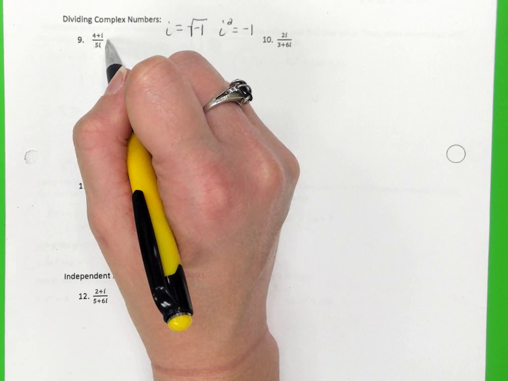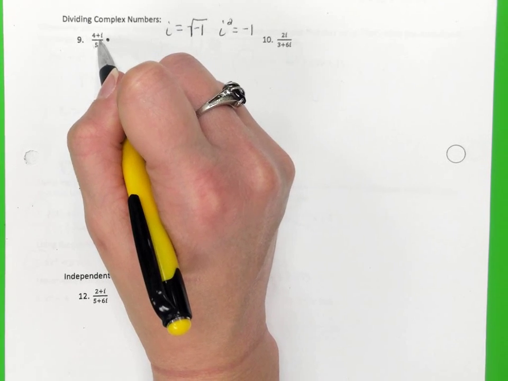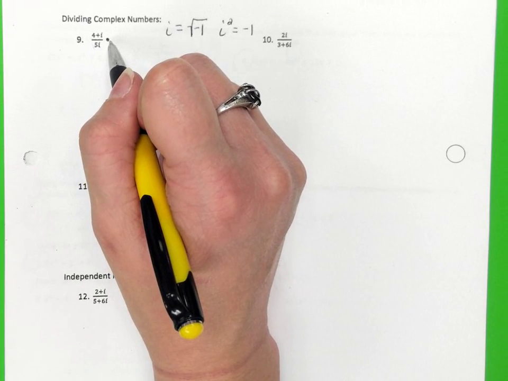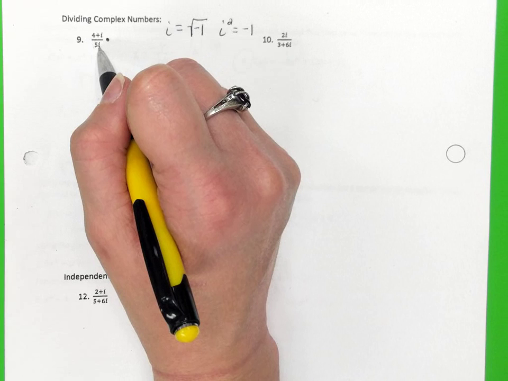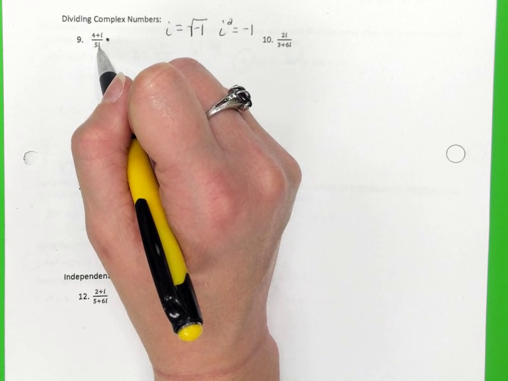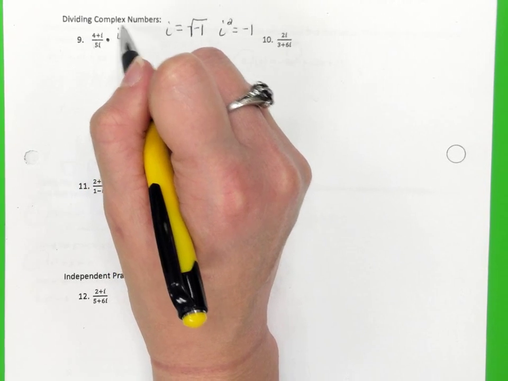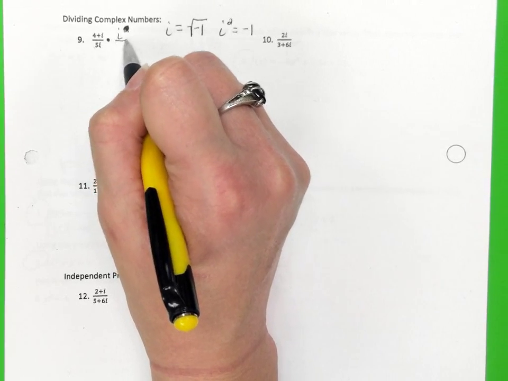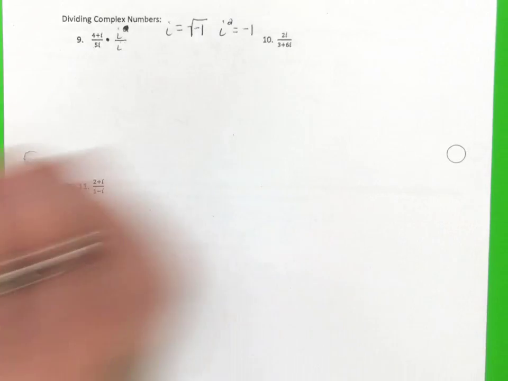All right, so I need to multiply. I gotta do the opposite division, right? The opposite division is multiply. And I have to multiply by what I'm trying to fix. What am I trying to fix? What's wrong? The I on the bottom. And remember, if you do it to the top, you gotta do it to the bottom.